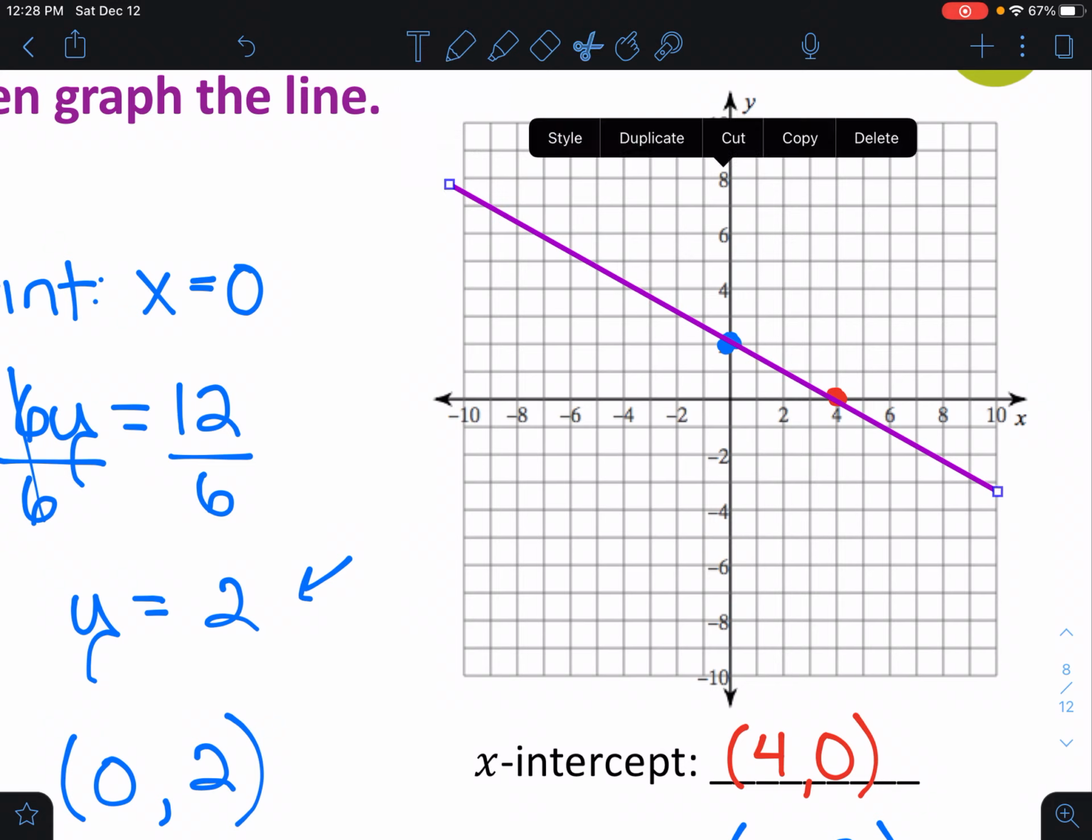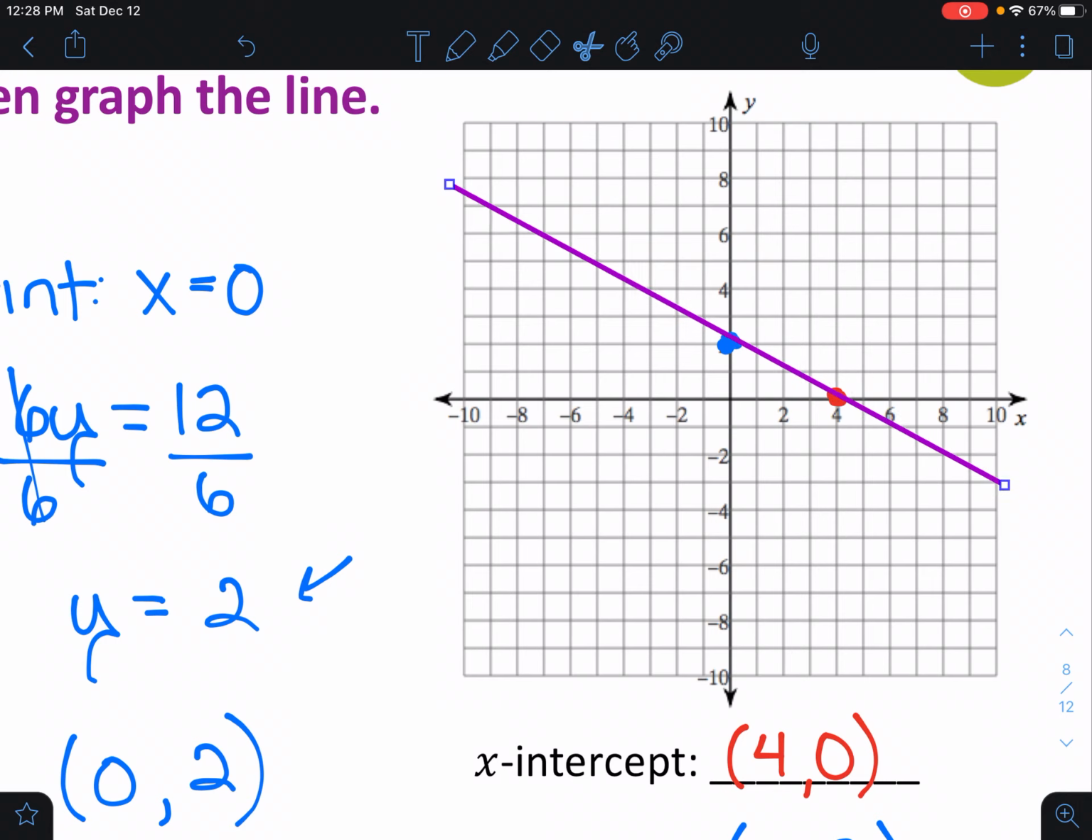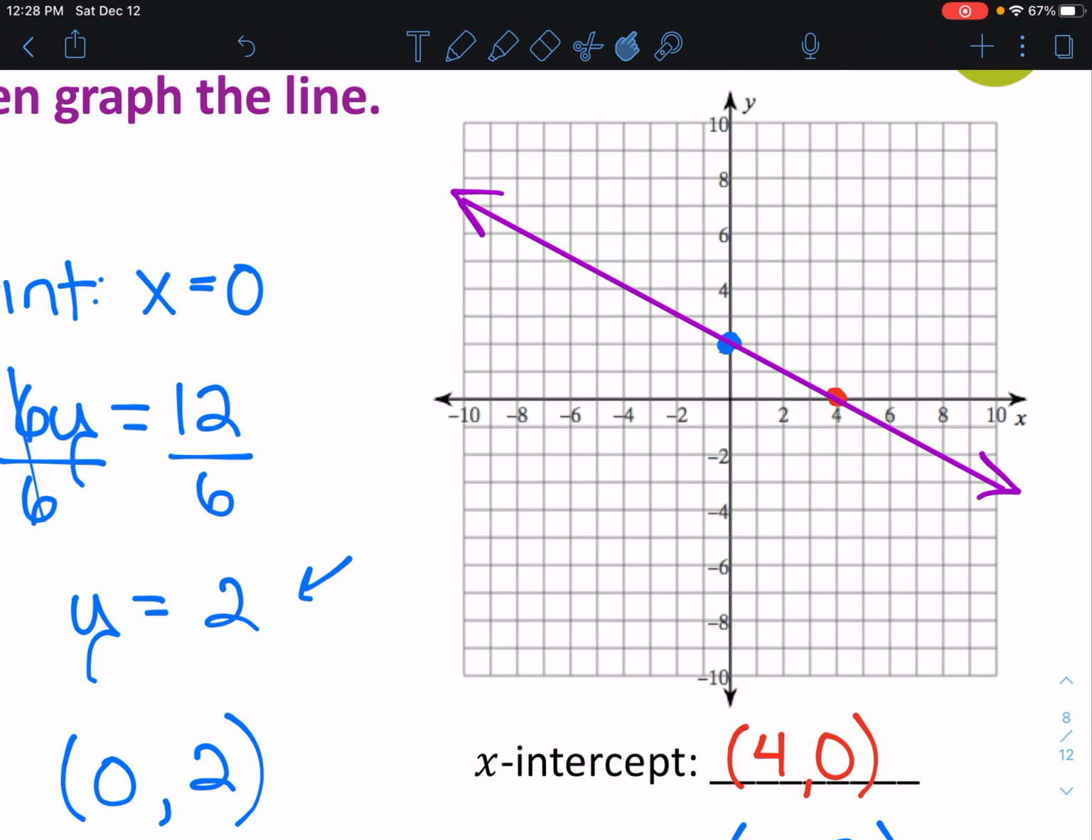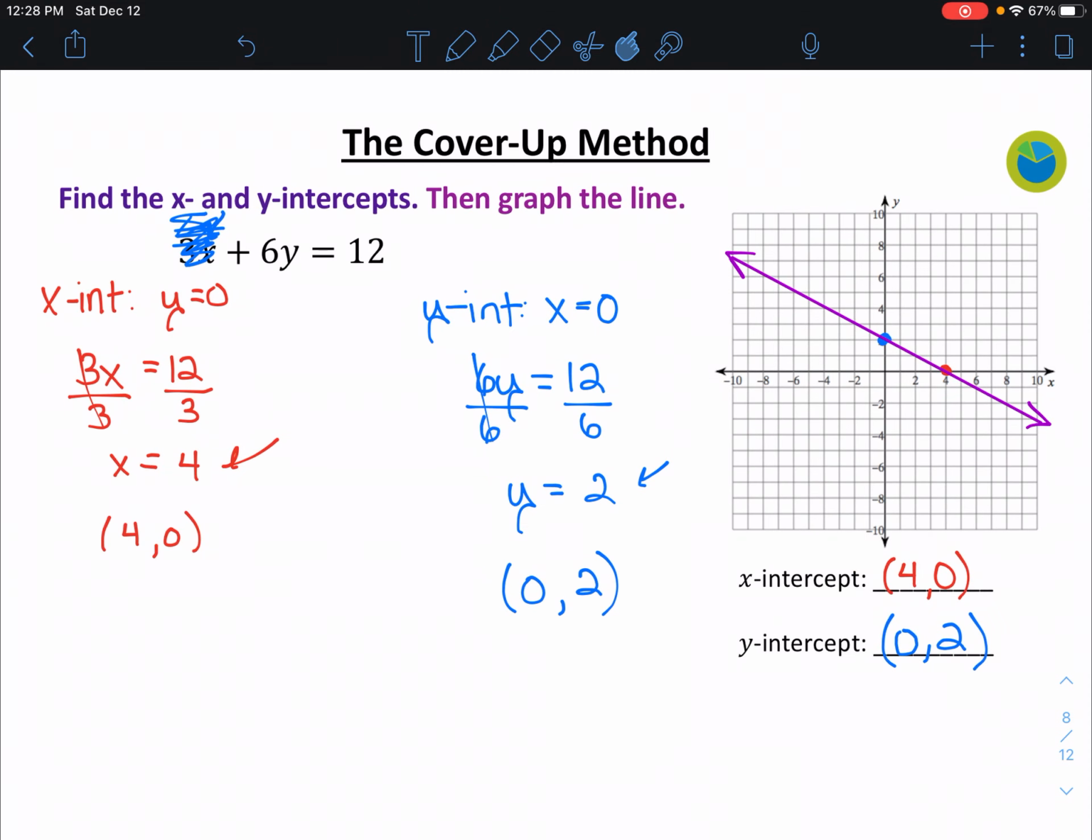I'm going to fix this a tad here. Okay, and then putting arrowheads on to indicate that that goes on forever. Remember, a line goes forever. And now we've just graphed a line in standard form. That's it. Let's do one more to make sure this makes sense.